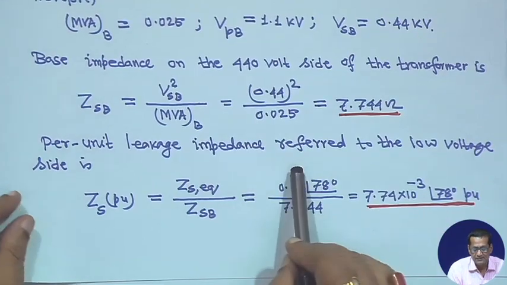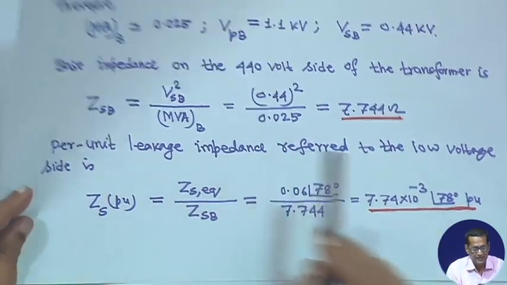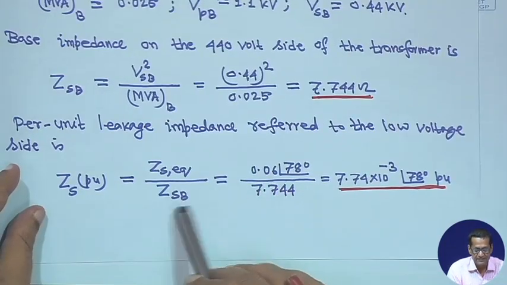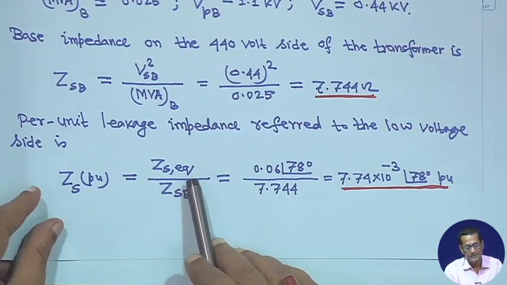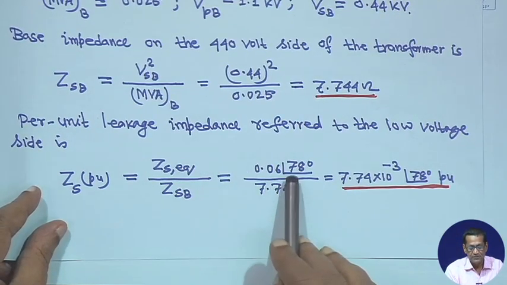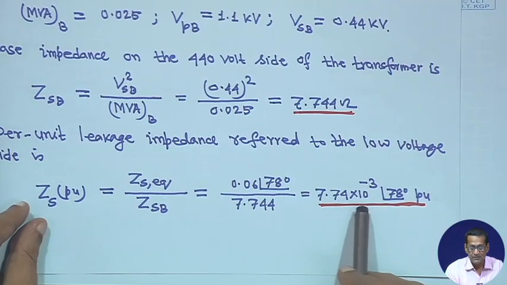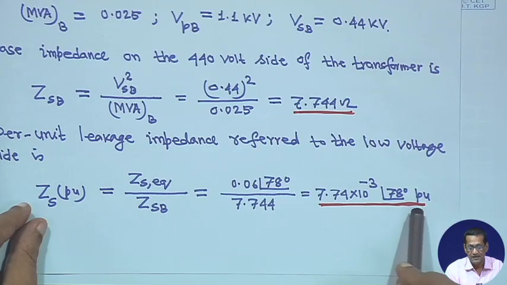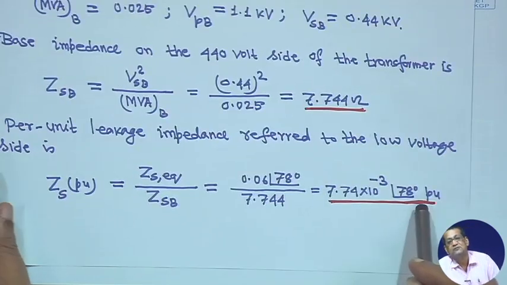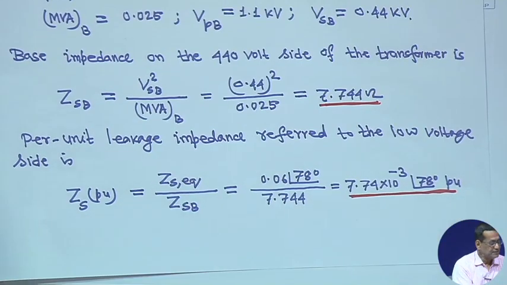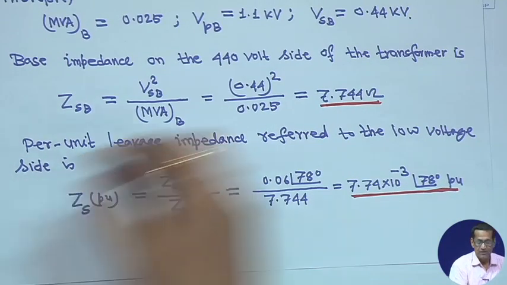Therefore, the per unit leakage impedance referred to the low voltage side, ZS per unit, is given by the secondary side leakage impedance ZS EQ, 0.06 angle 78 degree ohm, divided by the base impedance on the secondary side, 7.744. That is equal to 7.74 into 10 to the power minus 3 angle 78 degree per unit. This is the per unit value on the secondary side, but you have to see that whether primary or secondary, the per unit values will remain the same.